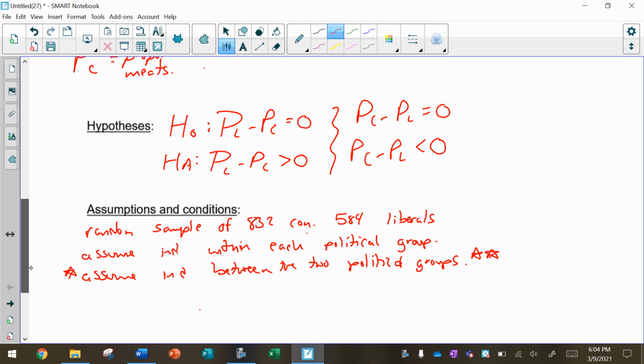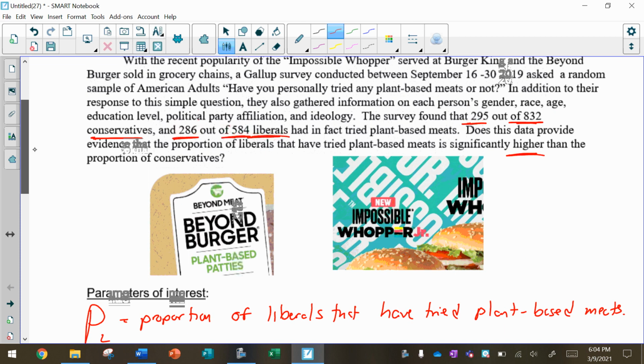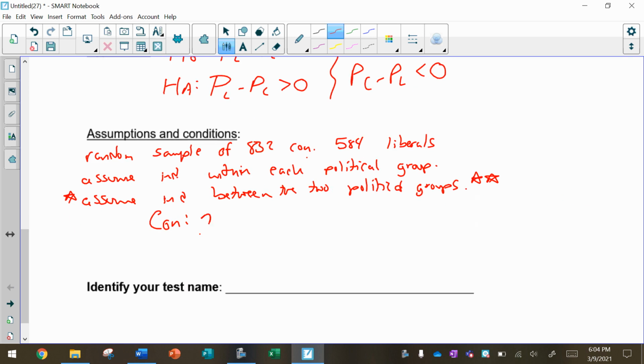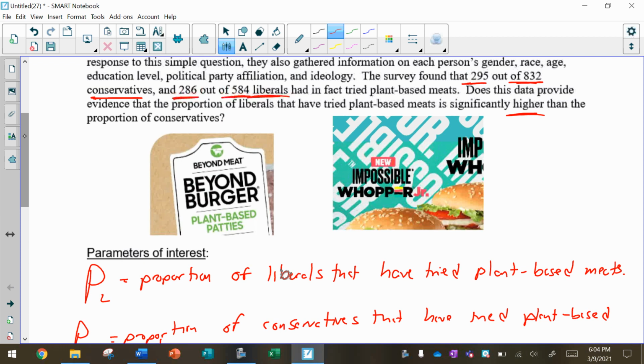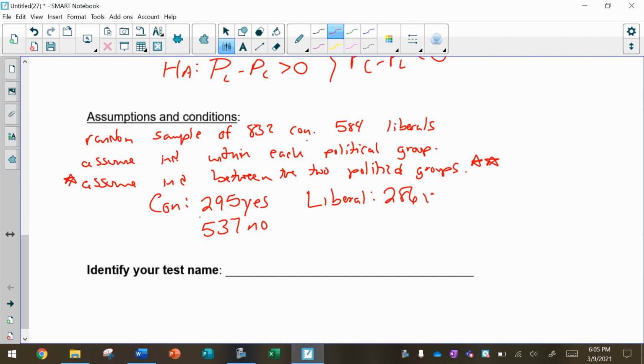Now, among the conservative group, let's make sure we have at least 10 successes and 10 failures. Among the conservative group, we had 295 said they had tried it, and 832 minus 295 would be 537. So 295 said yes, and 537 said no. And among the liberal group, we had 286 said yes, and 298 said no. Okay?